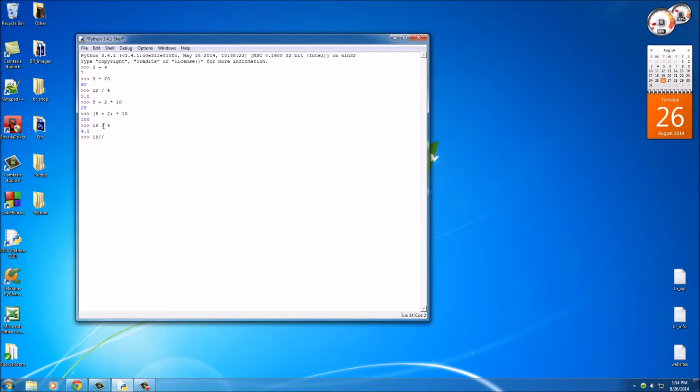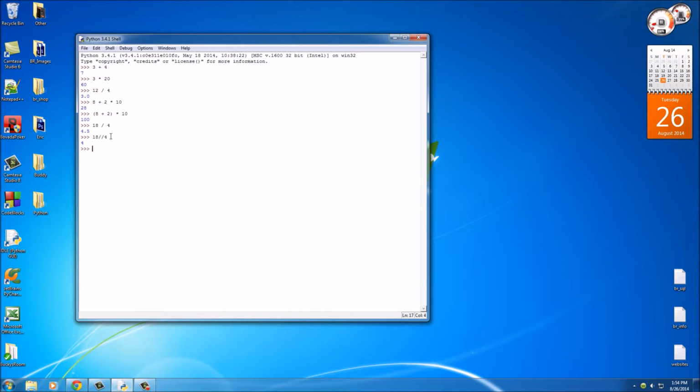So we're going to say, okay, 18 divided by 4, whenever we use 2 forward slashes, what this does is it takes the result and rounds it down to the nearest whole number. In other words, it pretty much takes the decimal place and drops it, forgets about it.